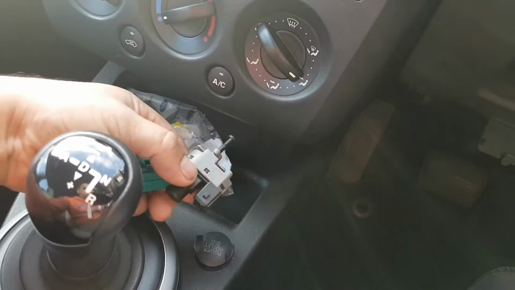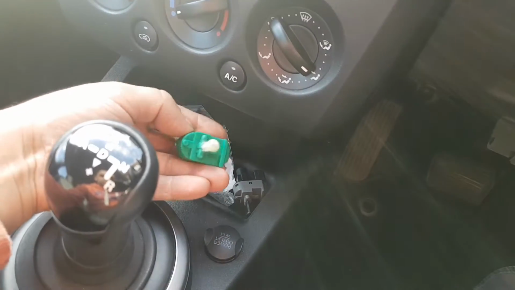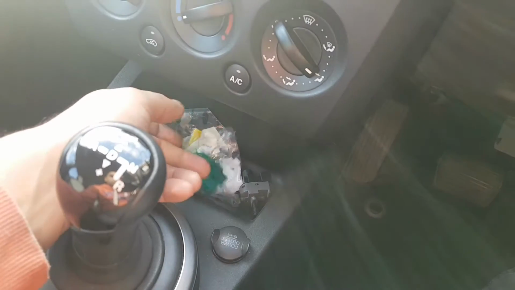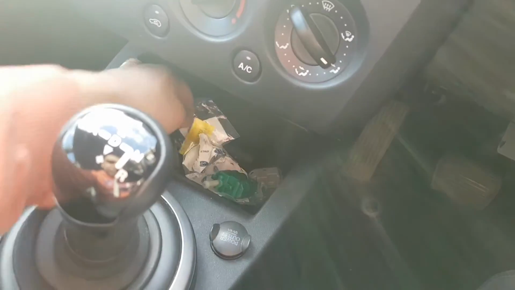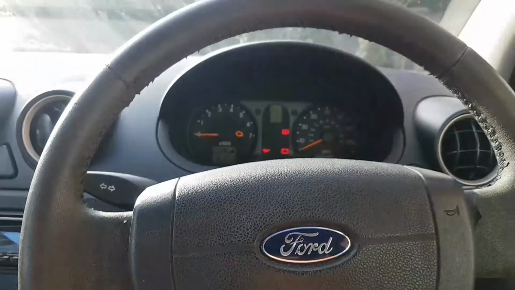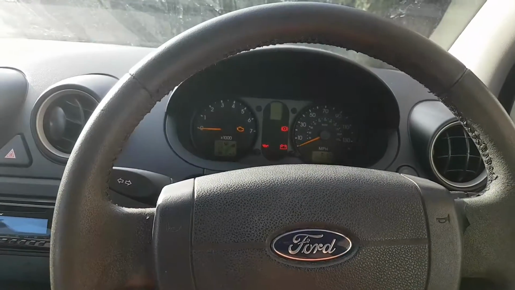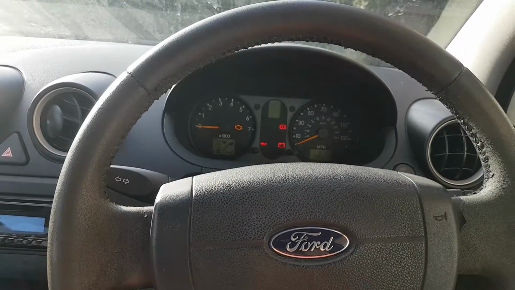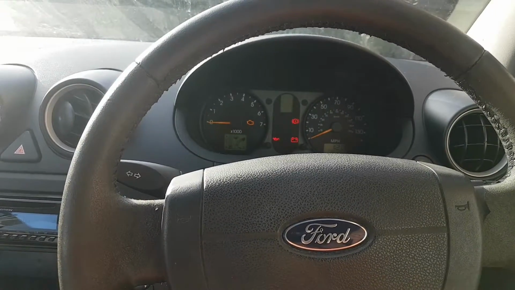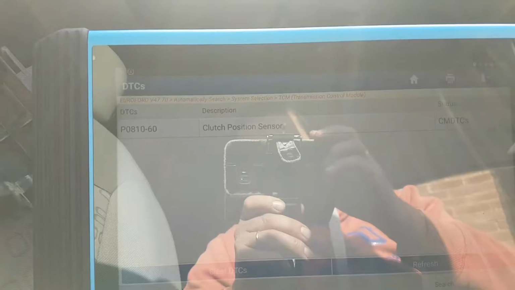So the owner of this car also changed, by the looks of it, some brake switch, I think. Well, not clutch, there's no clutch. Some brake switch, I think, original from Ford. That didn't sort the problem either. So I think the problem is going to be clutch related. But nevertheless, let's go and plug the scanner and see what we have.